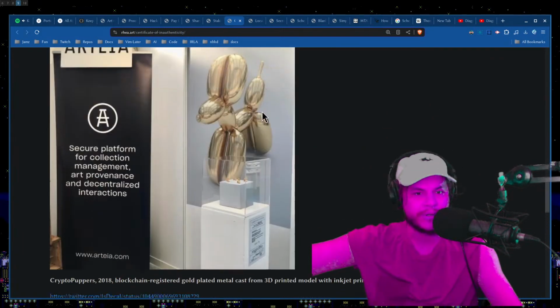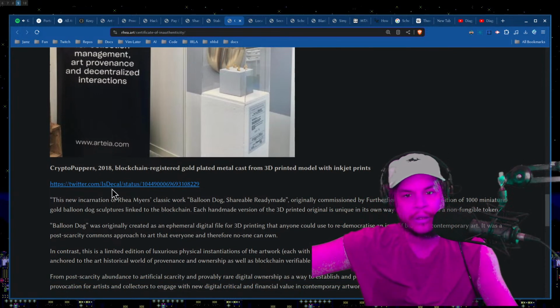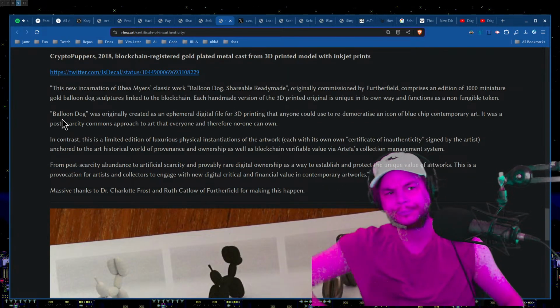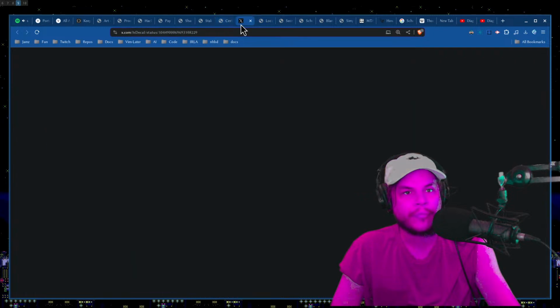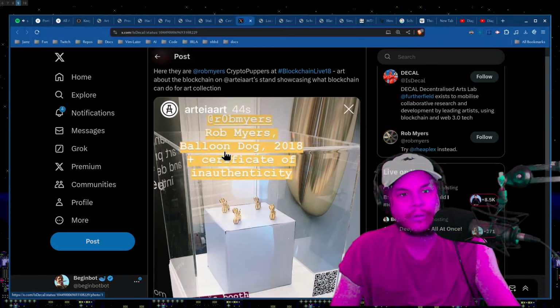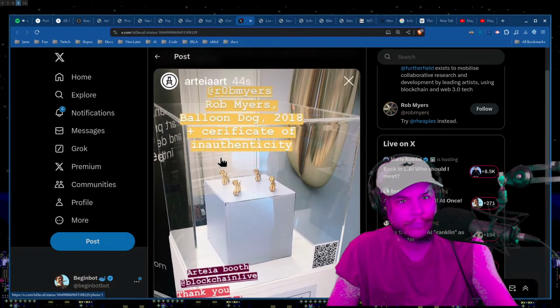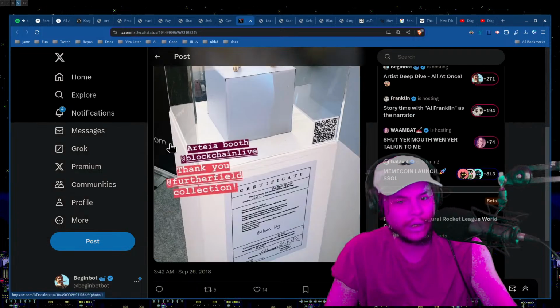And there's crypto puppers. Blockchain registered gold-plated metal cast from 3D printed model with ink print jets. God, I want one of those balloon dogs. How do I get one of these balloon dogs?